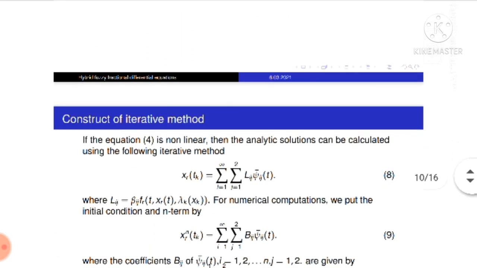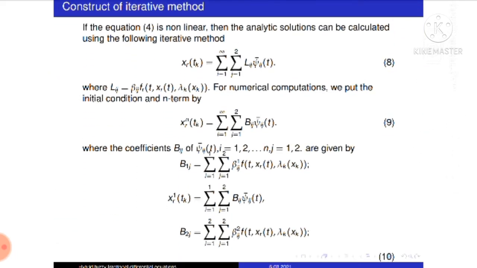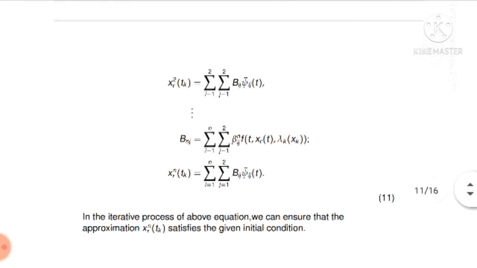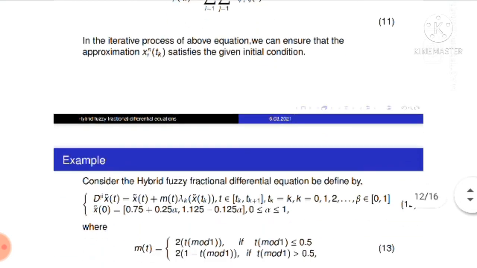And then the construction of the iterative method. This goes to 1, 2, 3 iterative: xr(tk) equal to summation i equal to 1 to infinity, summation j equal to 1 to 2 of Lij ψ̄ij(t) x^n(tk) equal to summation i equal to 1 to infinity, j equal to 1 to 2 of βij ψ̄ij(t). βij goes to the result split up into β1j, β2j, etc., βnj. This is the iterative process of the AO equation. We have ensured that the approximate xr n(tk) satisfies the given initial condition.